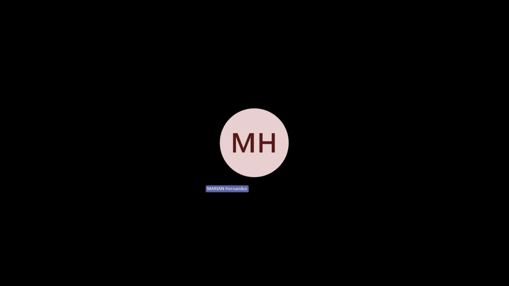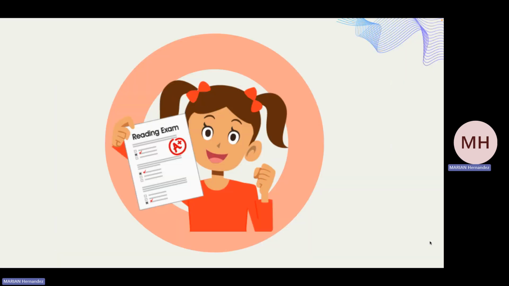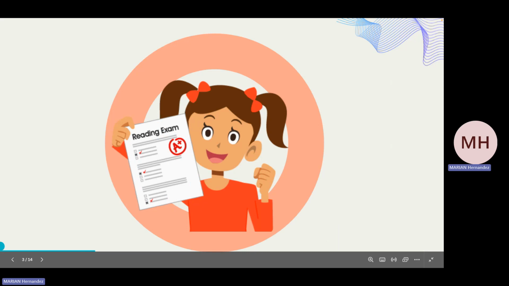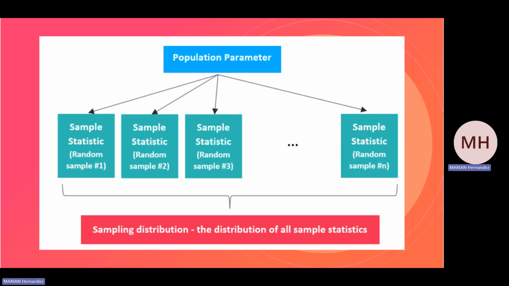The central limit theorem. Imagine you have a population with a certain characteristic. It could be height, test scores, or anything measurable. Now, the central limit theorem tells us something fascinating when we take repeated random samples from that population.